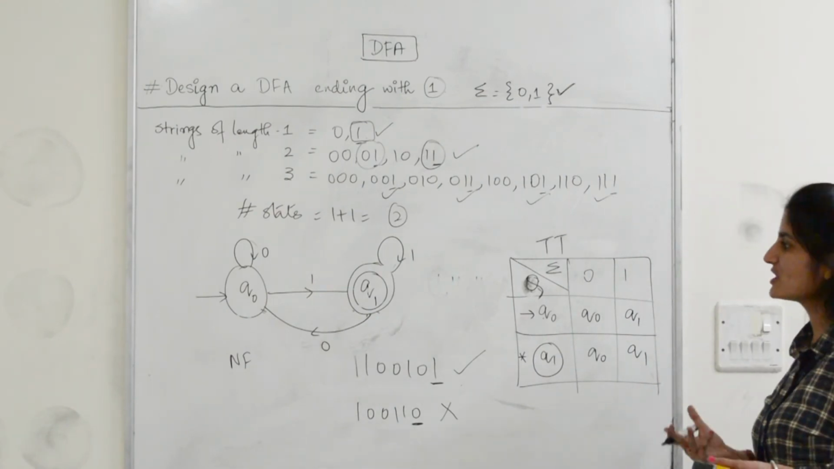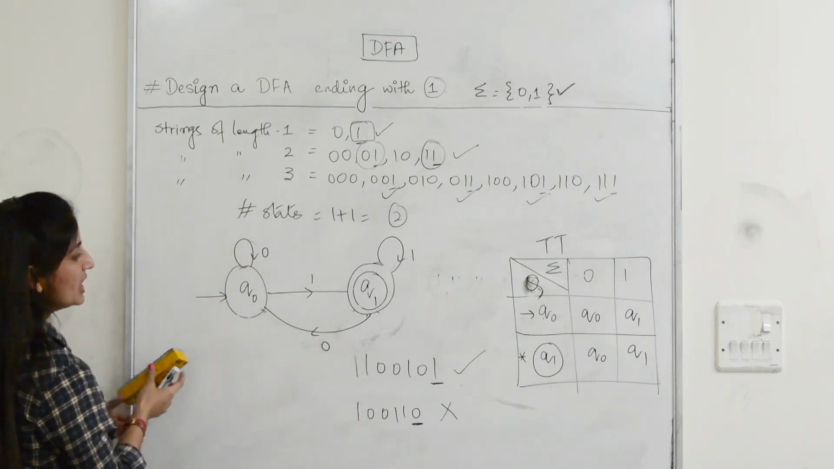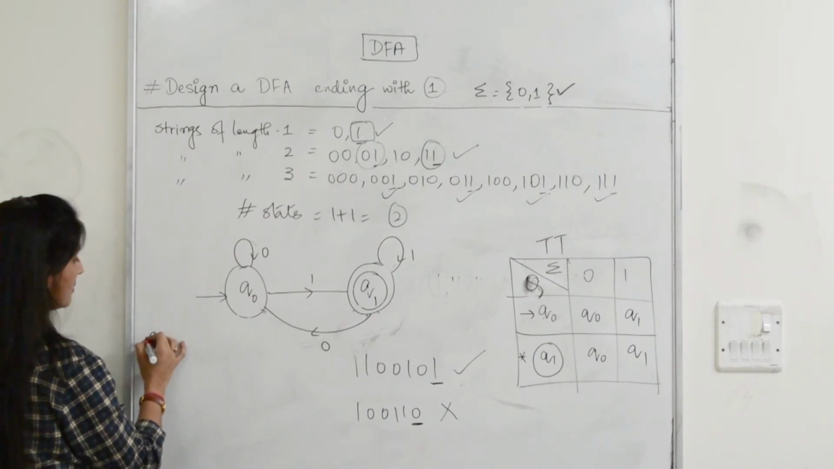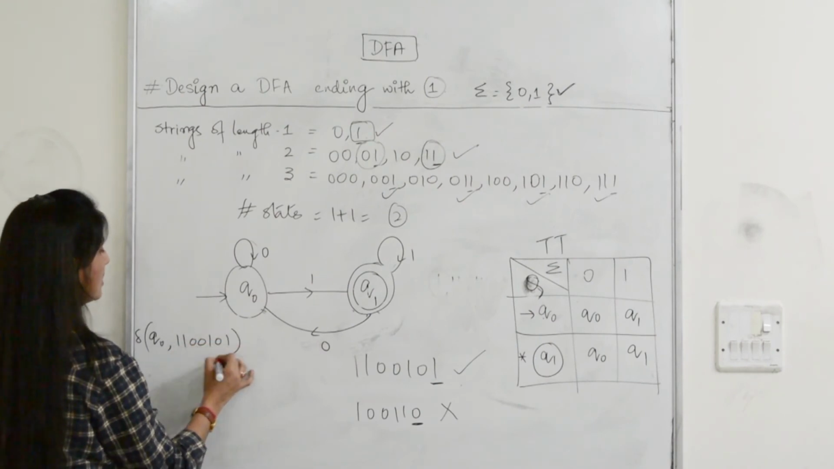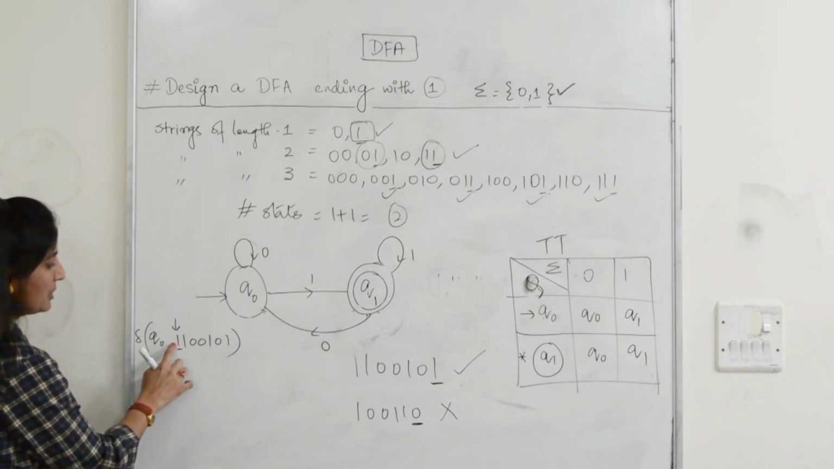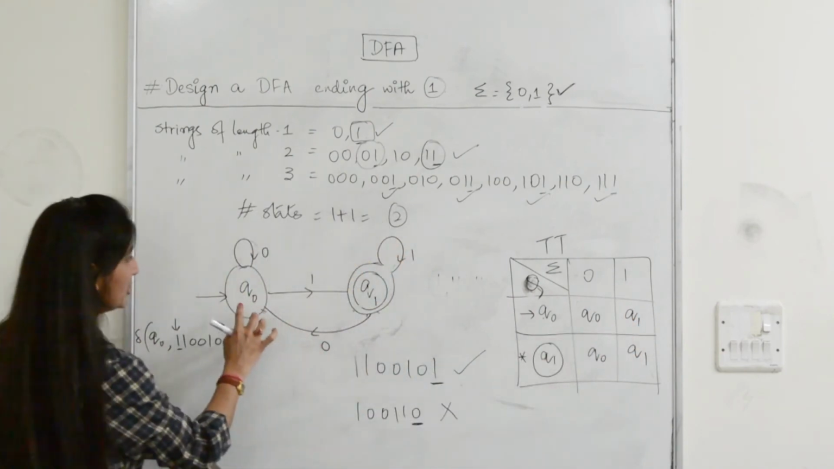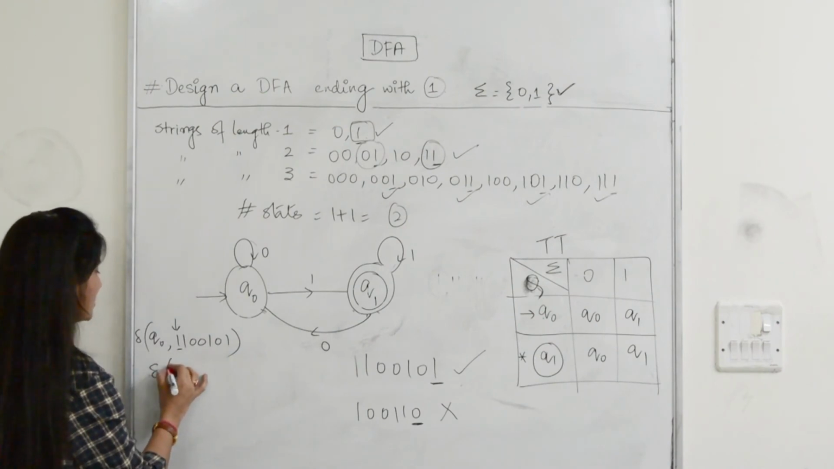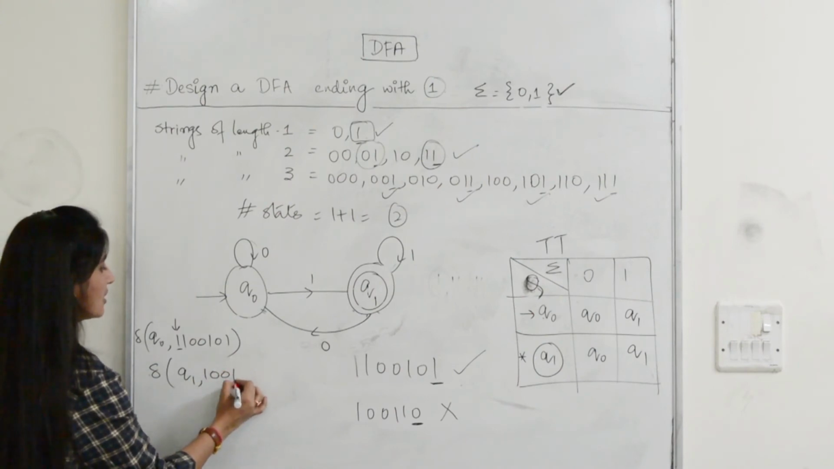Similarly, if I have to show the processing of a string, what I can do is, if I take this particular example, I'll start from the initial state Q0 and I'll input the string 1, 1, 0, 0, 1, 0, 1. Now this first bit will be input on Q0. On Q0 when you input 1 you reach Q1. So the transition will be Q1 and we have processed this, so we are left with this.